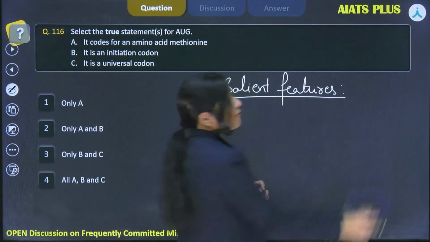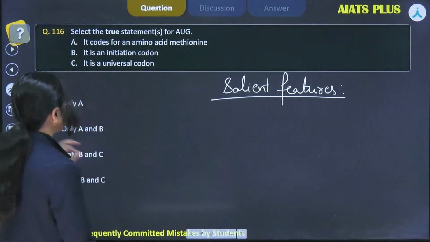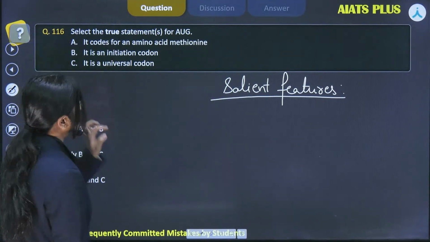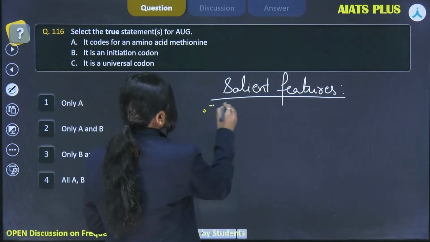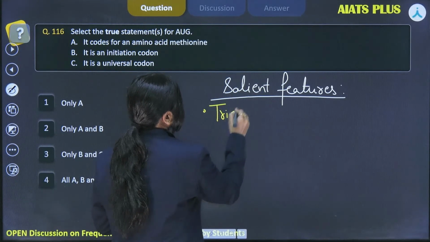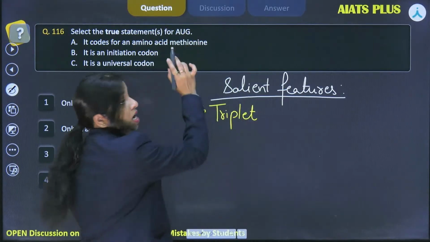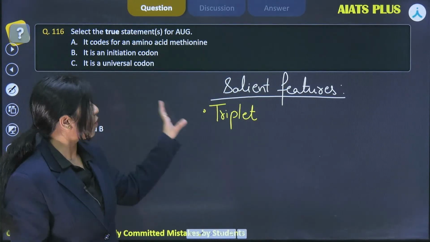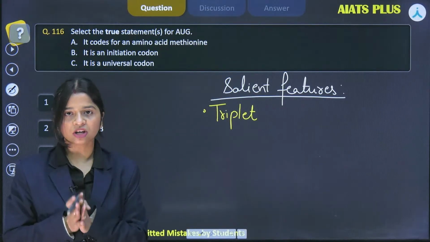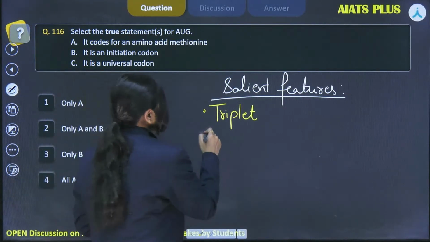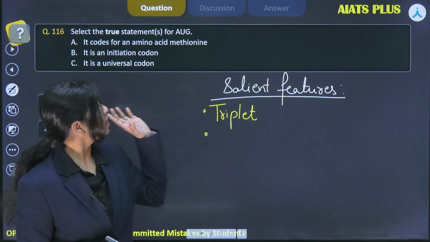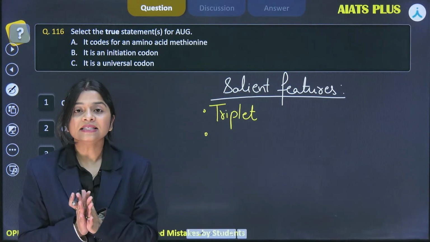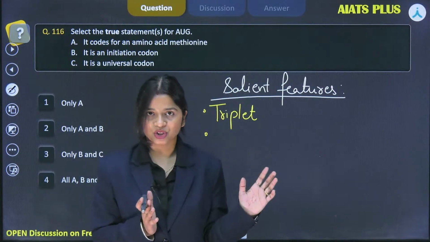The first salient feature is that the genetic code is a triplet. Yes, it is a triplet. We can see the 3 nitrogen bases over here, A, U and G. So it is present in the form of a triplet. That is very true. Secondly, this particular codon, the AUG, is having an exception.